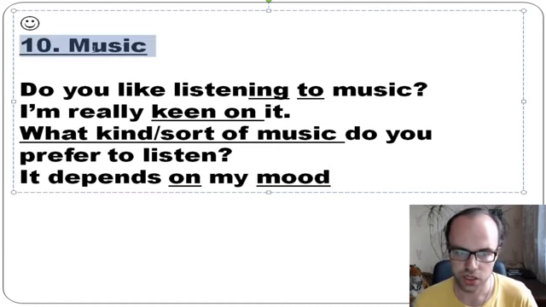Music. Do you like listening to music? I'm really keen on it. What kind of music do you prefer to listen to? Or what sort of music do you prefer to listen to? It depends on my mood.